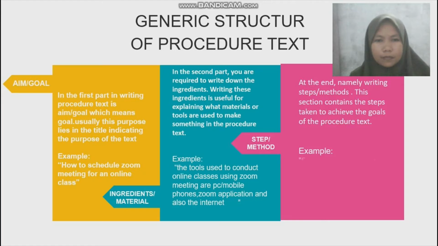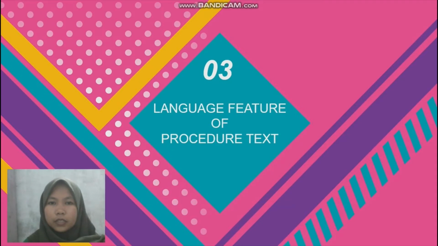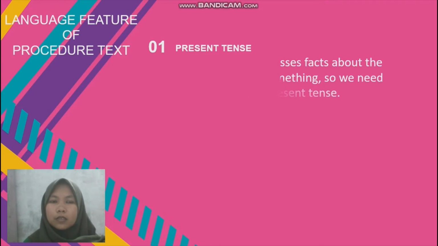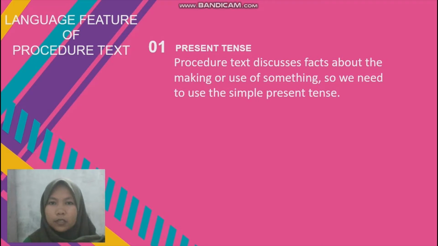Example, first, open your Zoom application on your PC or phone. 3. Language feature of procedure text. Number 1. Present tense. Procedure text discusses facts about the making or use of something. So, we need to use the simple present tense.